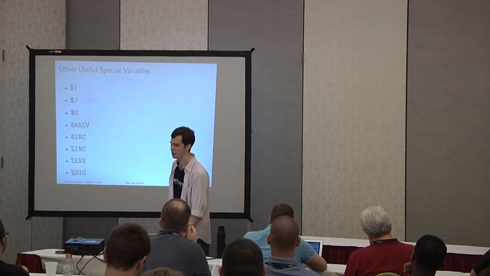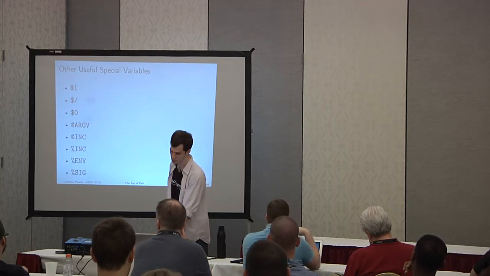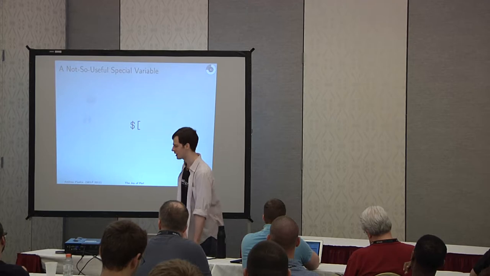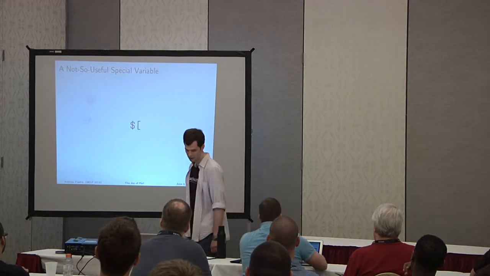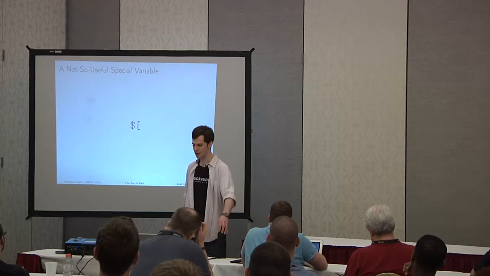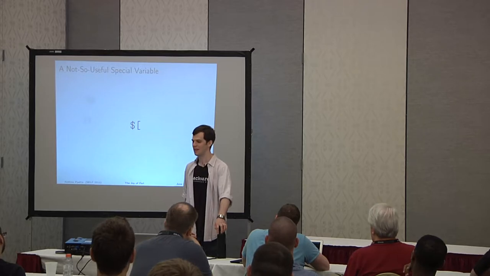And now you have all these useless special variables. A lot of them have uses. There's one I found that does not really have much of a use. It's this one, the dollar open left bracket. What this one does is that if you set this variable, it changes the default starting index of arrays. Why would you ever want to do that sort of thing?